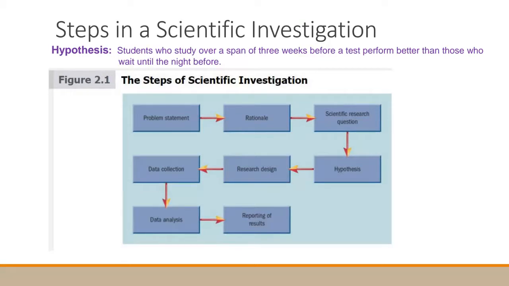So with anything, any kind of problem or process, there are steps to scientific investigation. So if we say the hypothesis is, for example, students who study over a span of 3 weeks before a test perform better than those who wait the night before, how do we actually go ahead and test that? The first thing we do is we develop a problem statement. What is the problem we're trying to address? It might be students spend too much time on social media and their marks are dropping. Therefore, we need to investigate it. That could be the problem we're trying to solve.